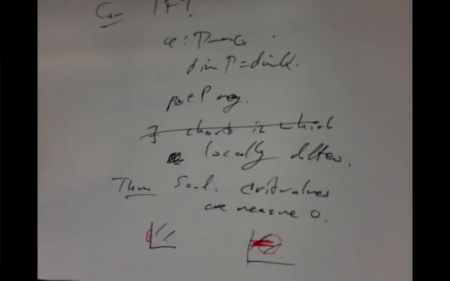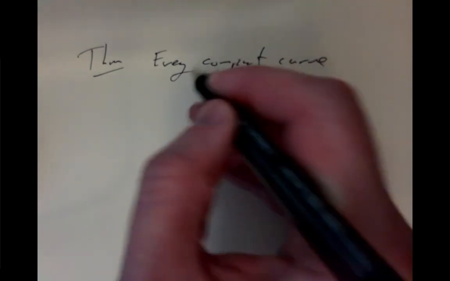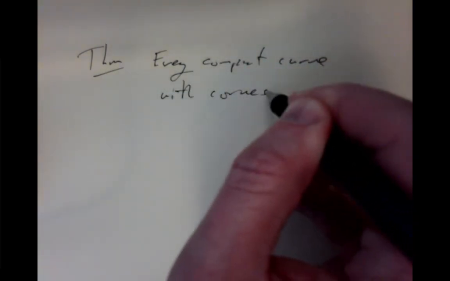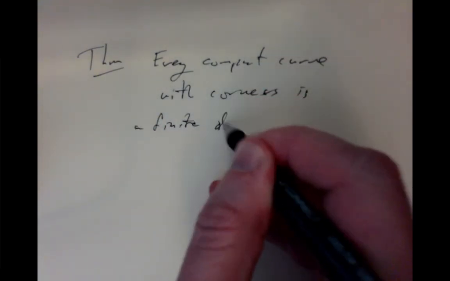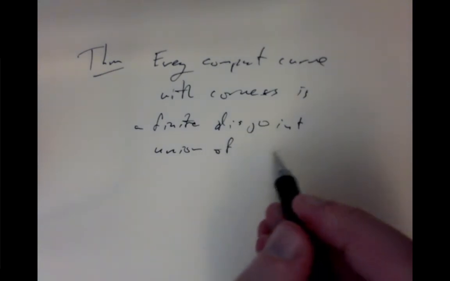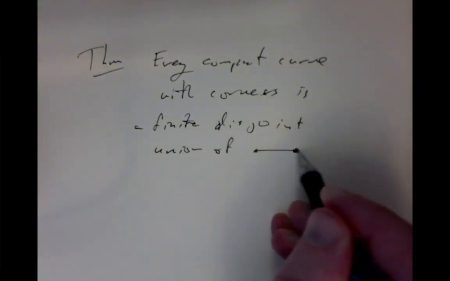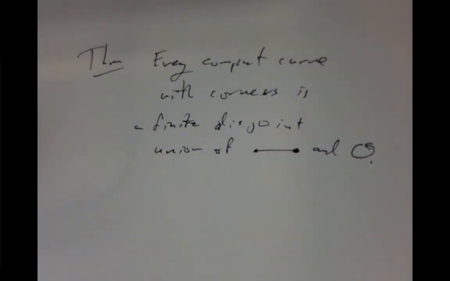So it's not too surprising that you get a Sard theorem. A simple result about manifolds with corners, which I will state and is given as an exercise in the lecture notes, using the notion of vector fields, is that every compact curve with corners is a finite disjoint union of diffeomorphic copies of intervals and circles. So it's finitely many of these.